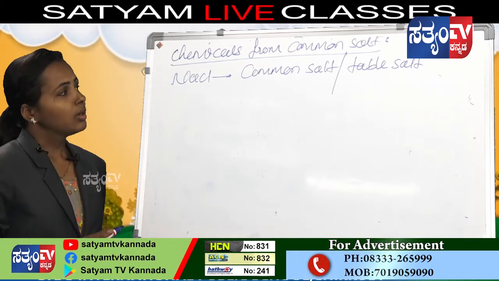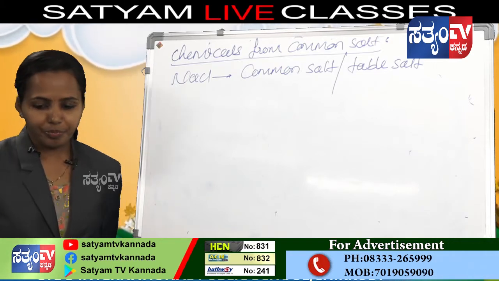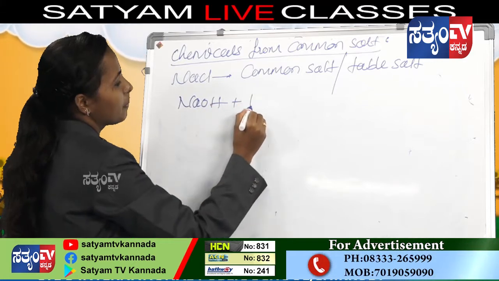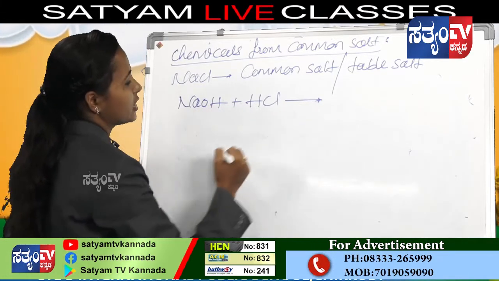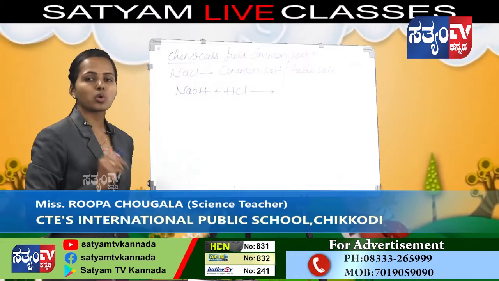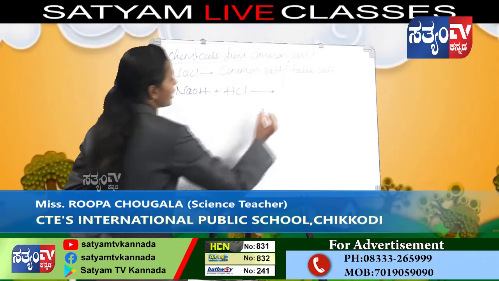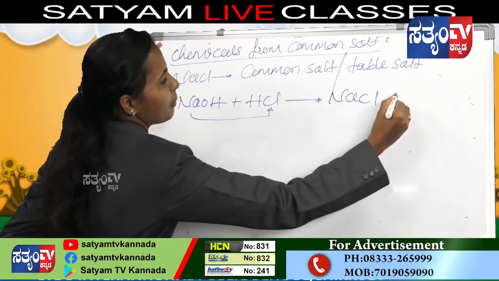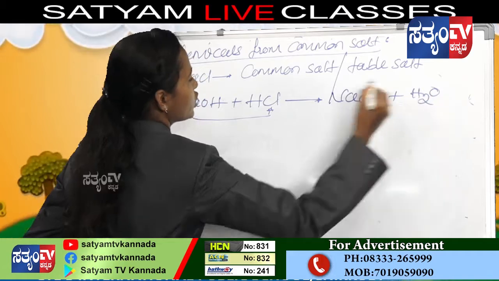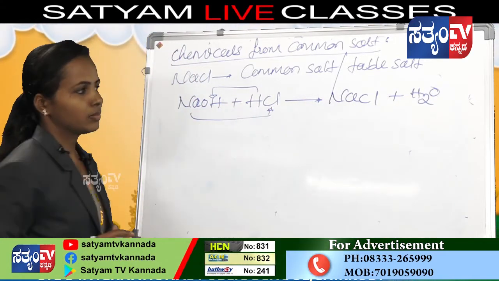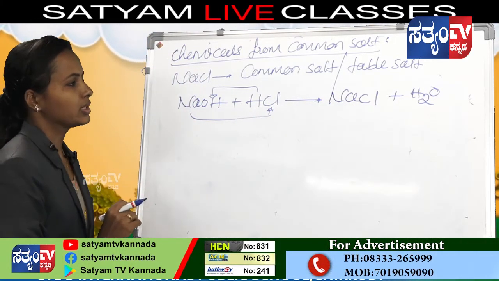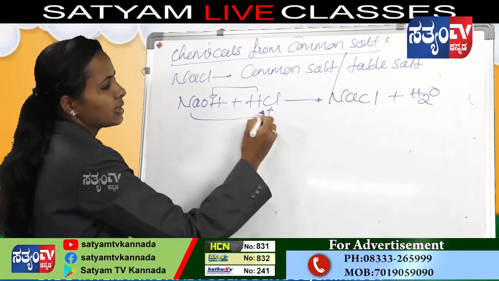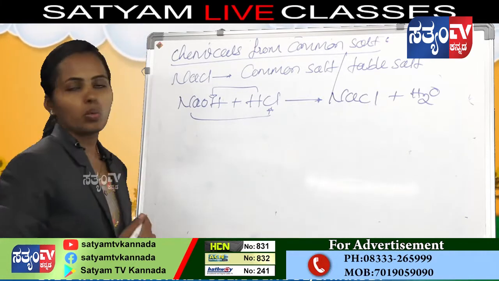And how is the NaCl formed? The combination of sodium hydroxide plus HCl gives NaCl plus H2O. Okay, the formation of NaCl: NaOH plus HCl gives NaCl, sodium chloride, plus water.